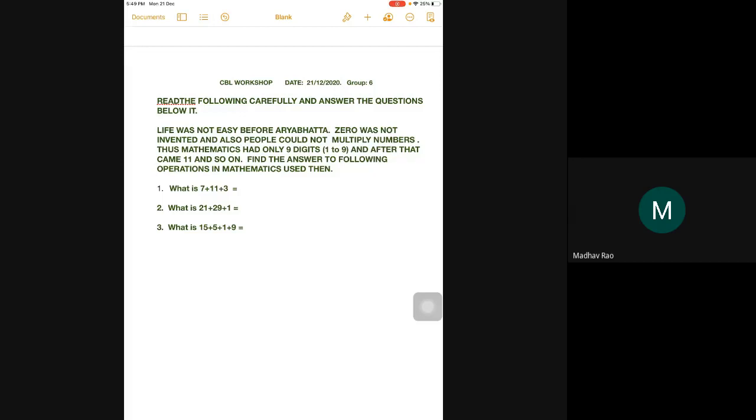Find the answer to the following operations in mathematics used then. So anybody can answer, after 9, what could be the number we can expect? See, I'm asking as if I'm addressing my class, right? Okay, don't think otherwise, please excuse me. So they have given one hint here. After 9, 11 came. Okay, sir. I think you people noticed that.